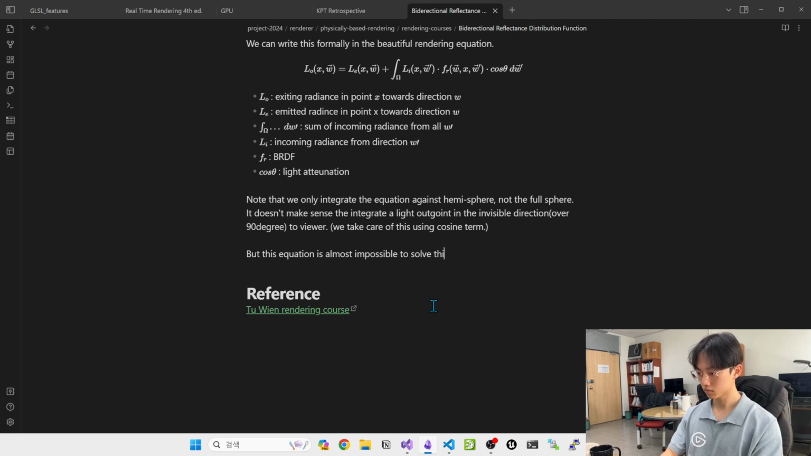This equation is just for one point, right? So we are looking at one point and then we want to calculate. Exactly, yes. And here comes the catch. So I'm interested in how much light is going towards my eye from this point. How much is it? Well, it depends.